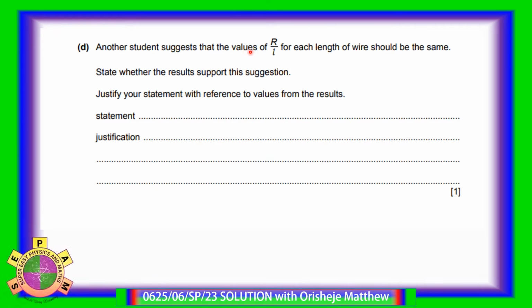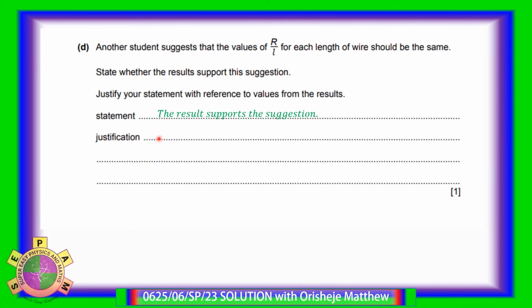Okay, let's see resistance per unit length. Another student suggests that the value of resistance per unit length for each length of the wire should be the same. State whether the result supports this suggestion. Justify your statement with reference to the value.